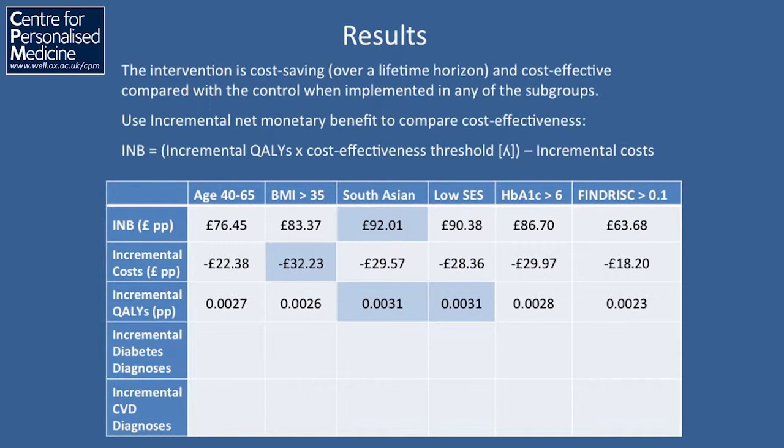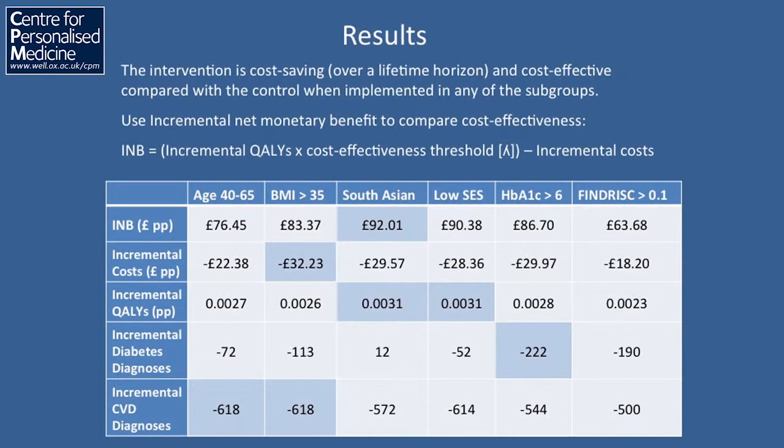We can also use the model to see how many people get diabetes, how many extra people get diabetes, or fewer people get diabetes and cardiovascular disease. And we actually see that although the South Asians are the most cost-effective group to target, we're not actually reducing the number of diabetes diagnoses in this group at all. Actually, most of the effect is through the cardiovascular diagnosis. And it's the HbA1c and the FIND-RISK groups where we're actually reducing diabetes diagnoses the most.